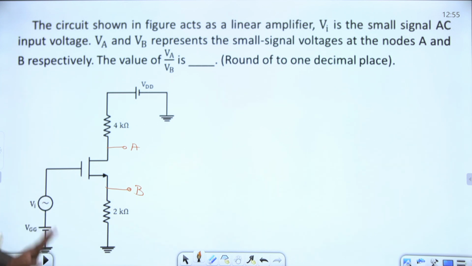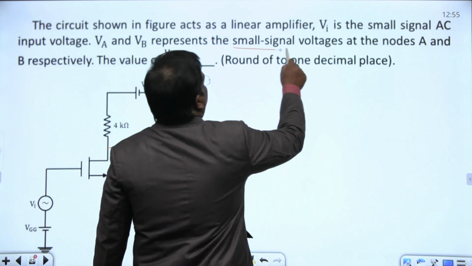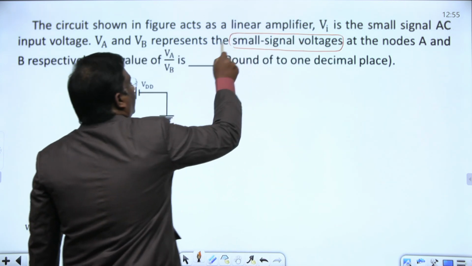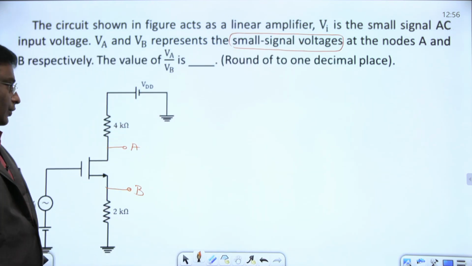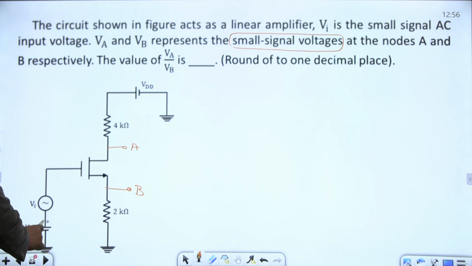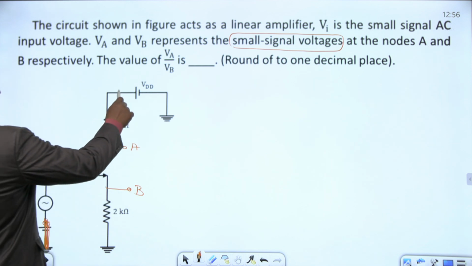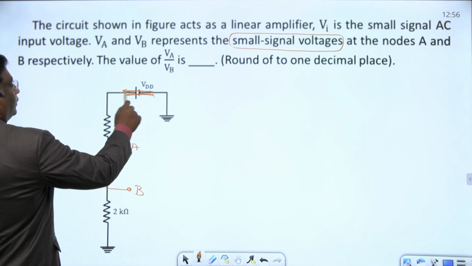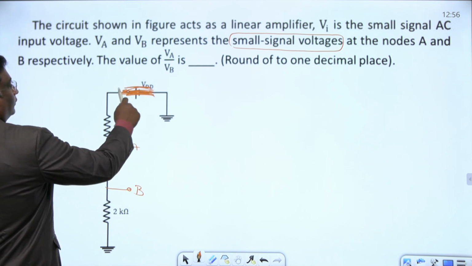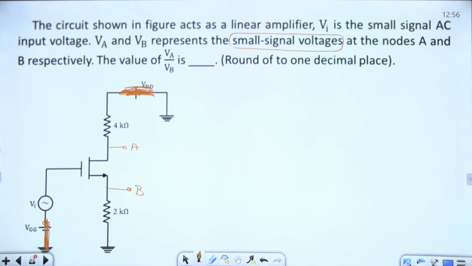Simple, nothing is there here. Small signal: when you discuss the small signal, you have to deactivate the DC sources. This VG source, deactivate this source. This VD, deactivate this DC source. Replace by short, ideal voltage source replaced by short.